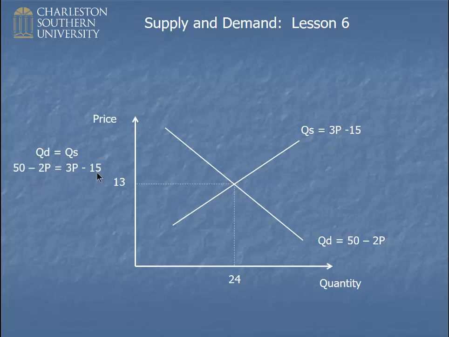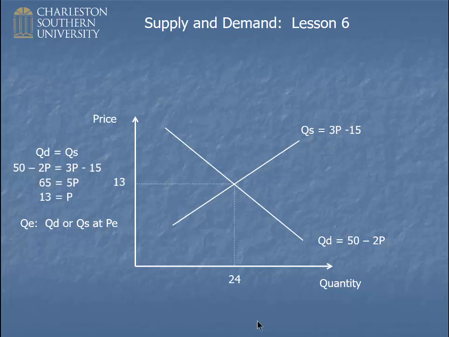Now we just solve by adding 15 to both sides, and at the same time adding 2p to both sides, and I get 5p equals 65. Then dividing both sides by 5, I get p is 13, and that's where this came from. To get the equilibrium quantity, you just need to remember that the equilibrium quantity is defined to be the quantity demanded or the quantity supplied at the equilibrium price.